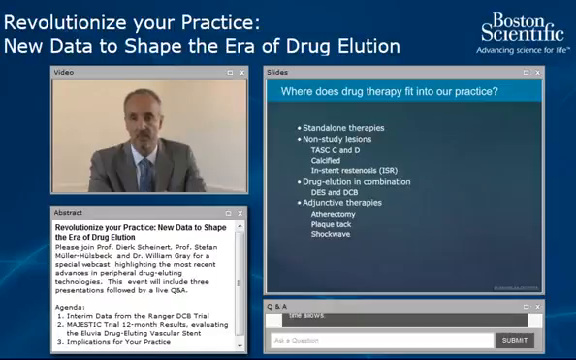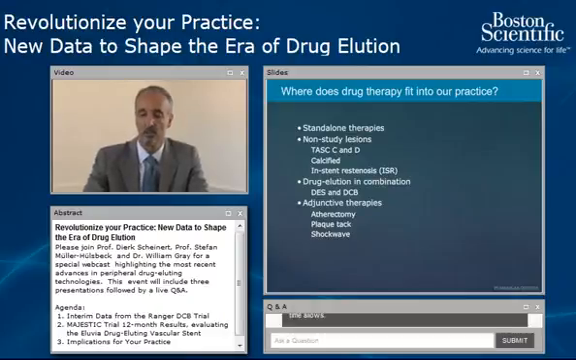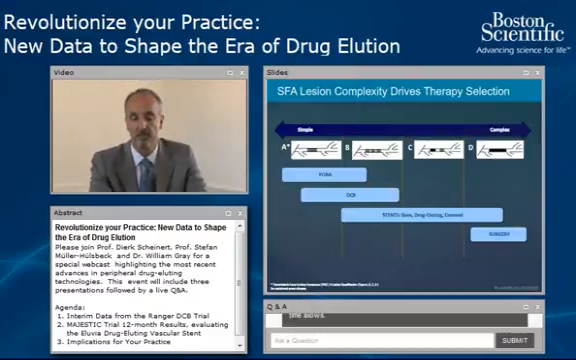And lastly, and probably most interestingly, we have lots of opportunity for adjunctive therapy in drug elution, where atherectomy, a plaque tack, or shock wave type of calcium disruption may be actually quite interesting, and how drug-coated balloon or drug-eluting stents work in those combination therapies, unclear.